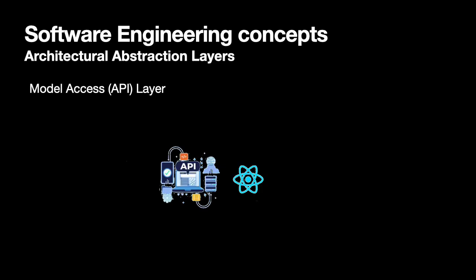The second layer is the model access layer, also known as the API layer. This layer must define standardized interfaces for model inference. In this layer, abstraction allows swapping LLM providers. For example, change OpenAI to Anthropic or a self-hosted vLLM, just by changing a string config.